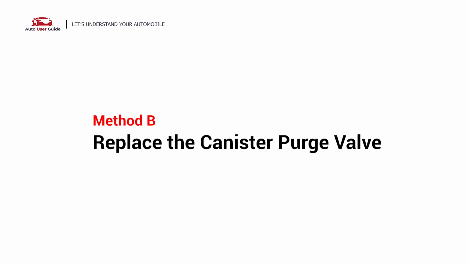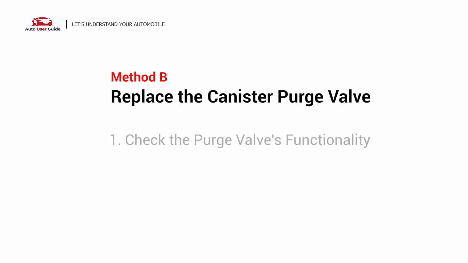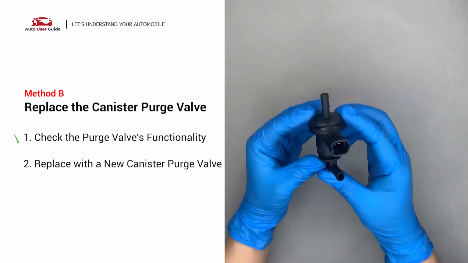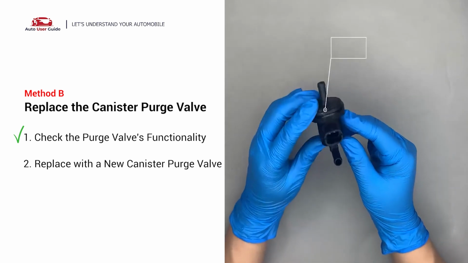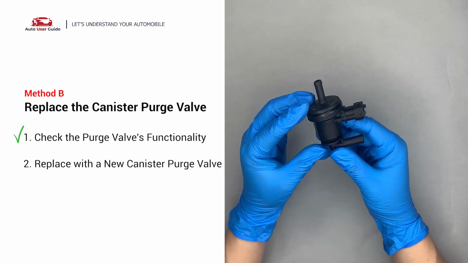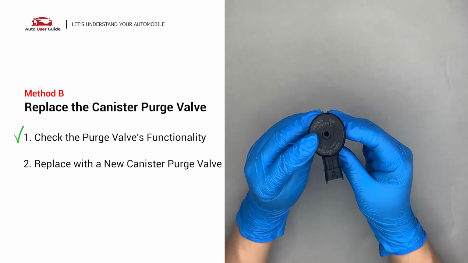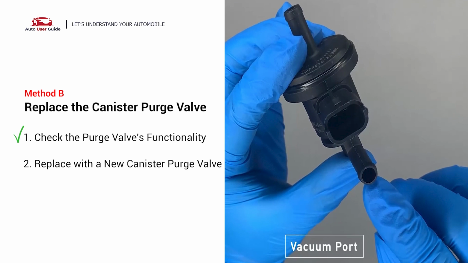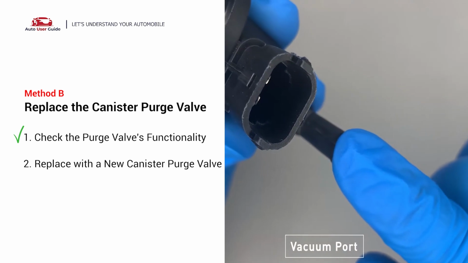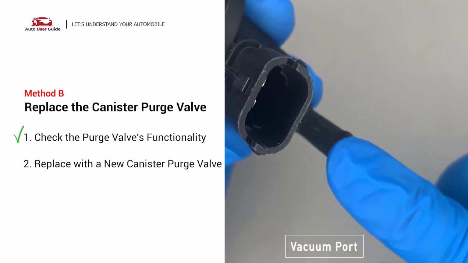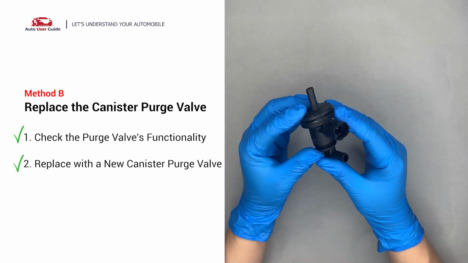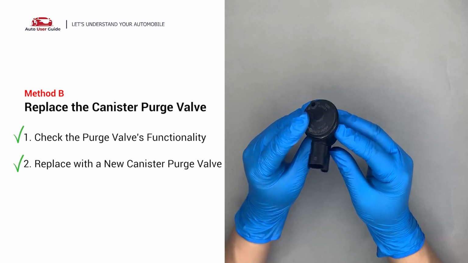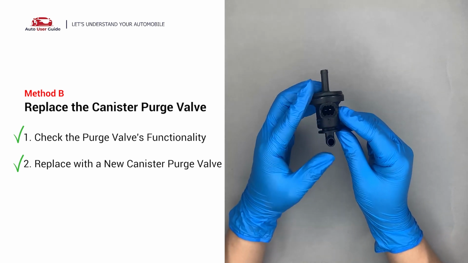Method B, the canister purge valve. For demonstration purposes, we have removed the canister purge valve before filming. But you should locate this component in your car while the engine is still running, and place your finger at the vacuum port to check its functionality. If your finger experiences no vacuum, it means the canister purge valve is stuck and needs to be replaced. Simply take the used canister purge valve off and replace it with the correct new one.